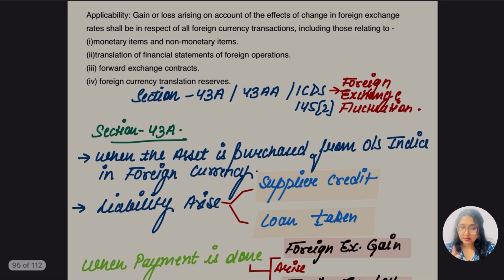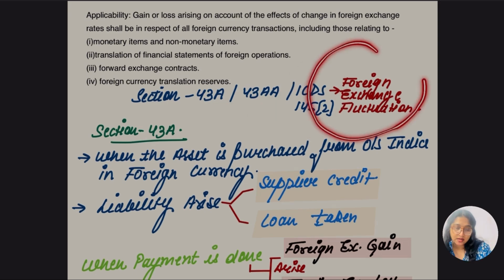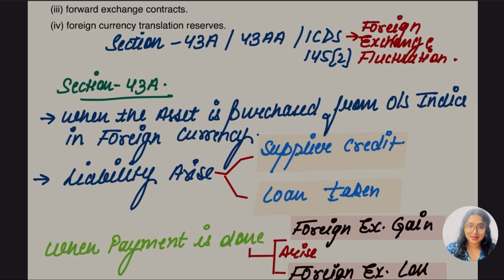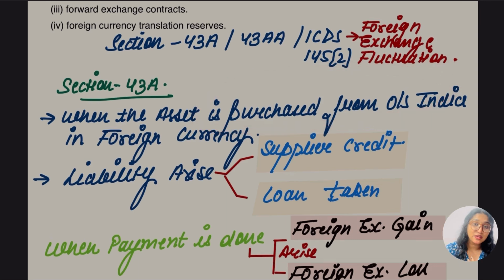In this case I am going to cover three sections, which is 43A, 43AA and ICDS 145 subsection 2. These three are related to foreign exchange fluctuation. Let me read it, guys, so it would be easier for us to understand what is written in this section. Section 43A: when the asset is purchased from outside India, definitely that asset is going to be purchased in foreign currency.